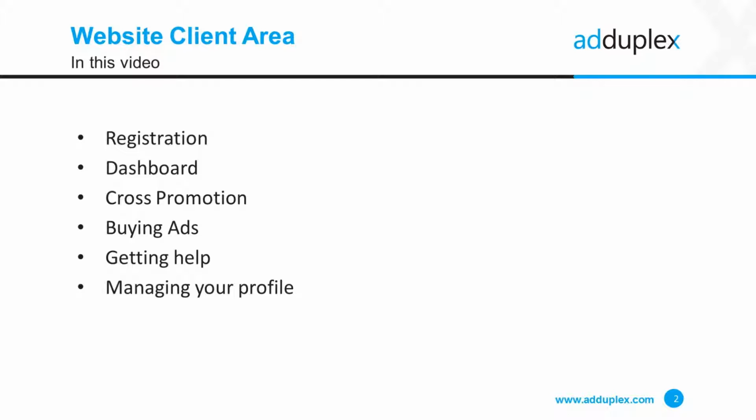In this video we'll look at a number of things. We'll start by going through the registration process, and then take a look at the dashboard. We'll look at the cross-promotion side of things, and buying additional ad impressions, beyond what you get as part of cross-promotion. We'll look at where you can go to get any further help, so you're prepared should you need it, and finally we'll take a quick look at managing your profile.